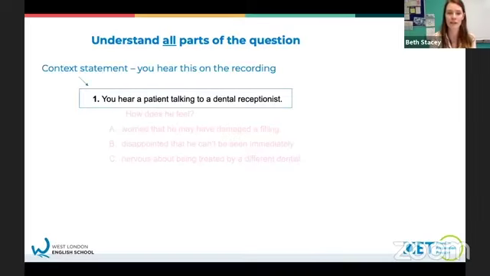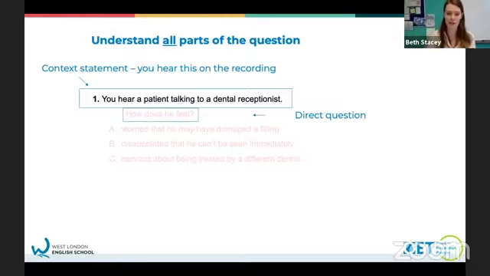So here with this question, we've got our context statement. And I should mention that you hear the context on the recording. So what happens is you will hear question 1. You hear a patient talking to a dental receptionist. Then you get 10 seconds to read it, and then the audio starts. So on the recording, you will hear the context statement. It is read out to you, but you've not read the question or the options.